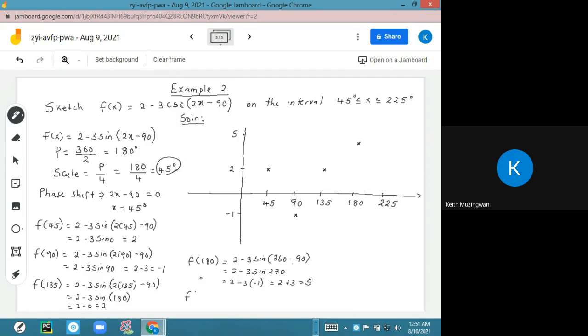And then what is f of 225? So we get 2 minus 3 sine 225 by 2. That will give us 450. 450 minus 90. What do we get? That is 400 minus 40. That's 360. Sine 360 is 0. So we get 2 minus 3 by 0, which is equal to 2. So we get a 2 here.